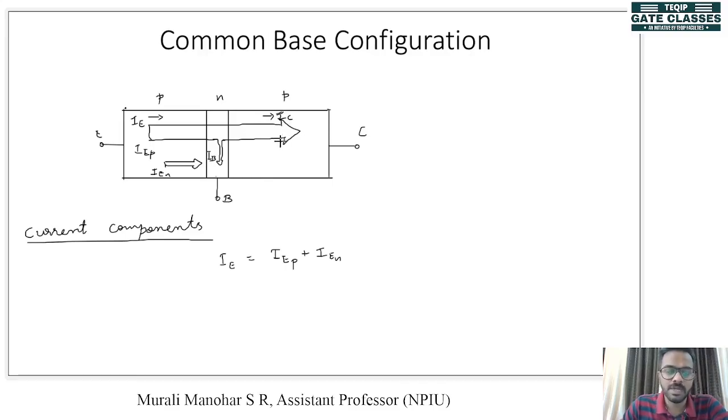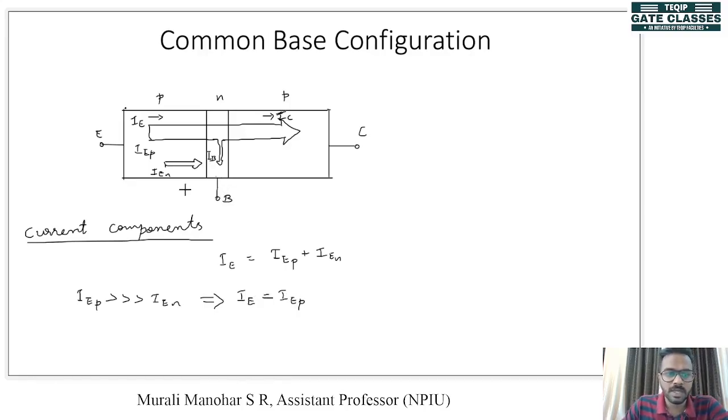And due to the minority charge carriers, if we open emitter and base, there will be a current in collector, which is called the leakage current, ICO. This you know, ICO, right? In this case, this IEP is very much larger than IEN. That means IE is mostly the hole current.